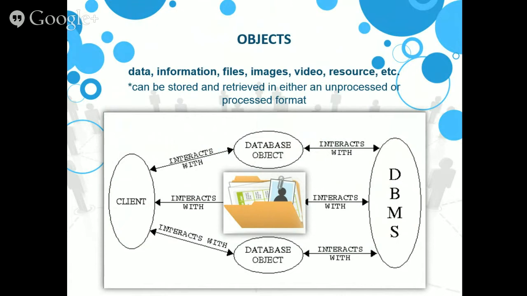And like I said, they could be stored in either a processed or an unprocessed format, meaning that it could be a raw data object, such as a picture or somebody's name, or it could be an operation, a piece of code that takes little chunks of data, puts it all together, and brings back a whole bunch of meaningful information to you.